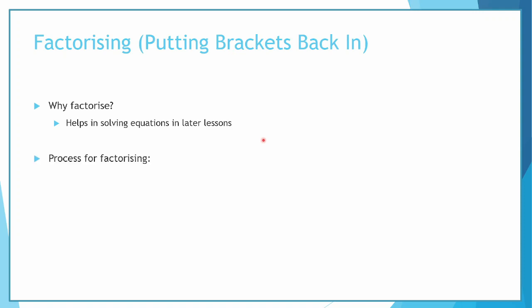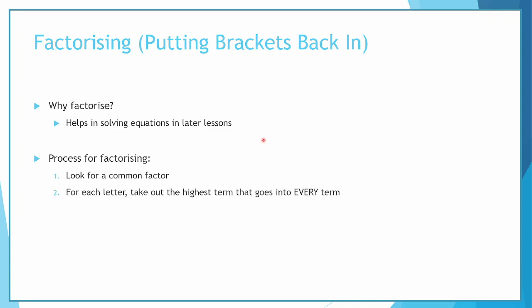There's a process for factorising. The first thing we're going to do is look at finding a common factor for our number terms in the equation. Then for each letter, we're going to take out the highest term that goes into every letter term in the equation. We're going to put a bracket in, and then we're going to divide each number by the factor to fill in the bracket. So this may look a bit confusing at first, but it will become a lot simpler as we go through our examples in the next couple of slides.